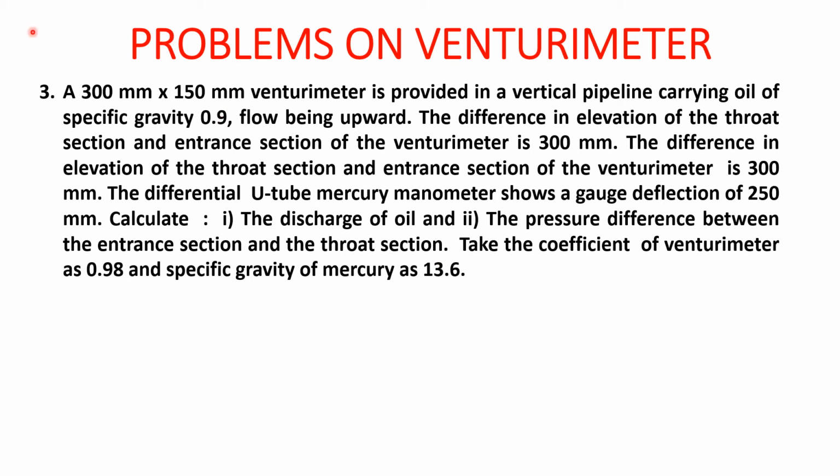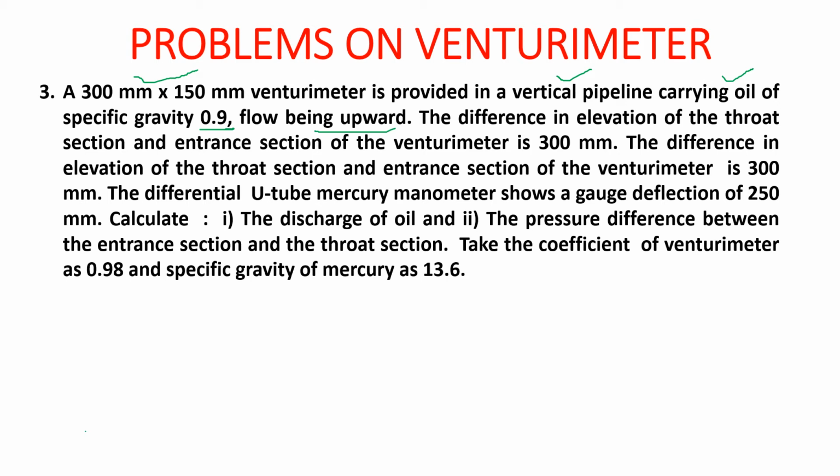Okay, so in this problem we will again divide it into a number of sentences. We will take another color and define this particular problem in sentences. A 300 mm by 150 mm venturimeter is provided in a vertical pipeline. The meaning of this is that a venturimeter is installed in a vertical pipeline carrying oil having specific gravity 0.9 and the flow is upward. So the fluid is flowing from downwards to upwards and the venturimeter is installed vertically, right?